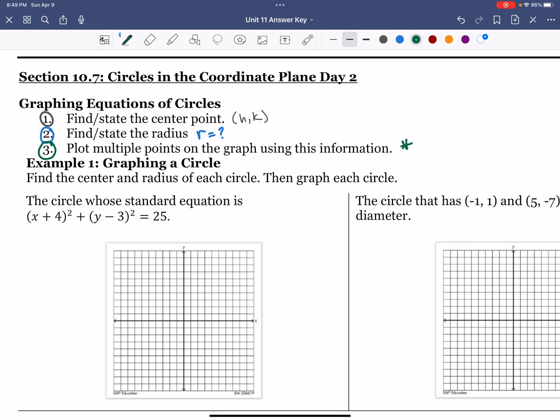And we need to make sure that we plot the center point and at least 4 more. This is important because this is how it'll be easier to actually graph our radius and identify our circle.